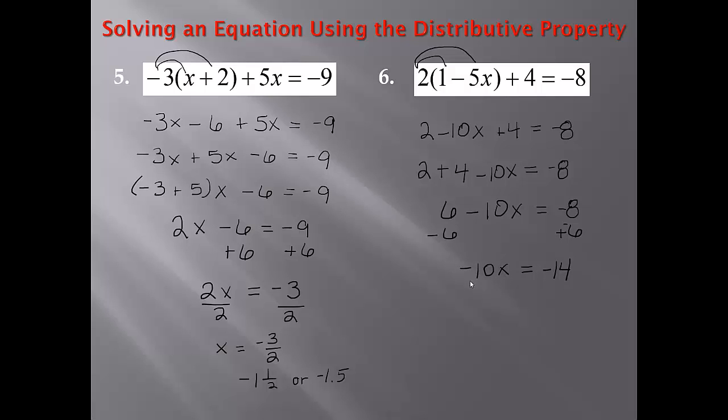I have negative 10x, which would be negative 10 times x, and the opposite of multiplication is division, so I'm going to divide by negative 10. On the left-hand side, negative 10 divided by negative 10 is 1, so I just have x. And on the right-hand side, I have negative 14 divided by negative 10. A negative divided by negative is positive, so I have 14 tenths. And 14 tenths could then be simplified to 1 and 4 tenths, which is 1 and 2 fifths.